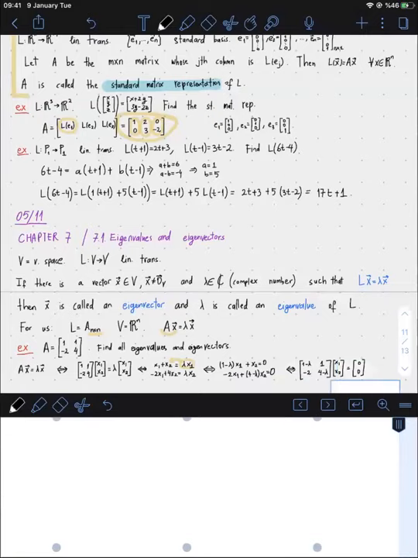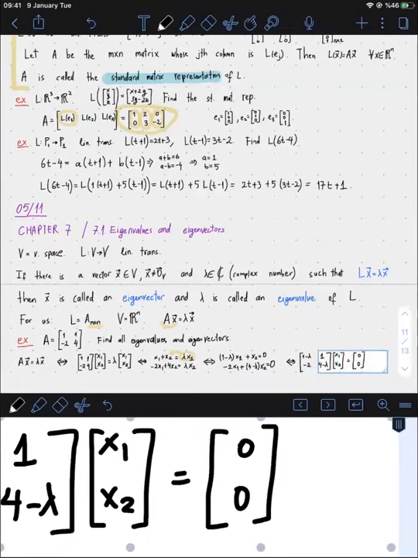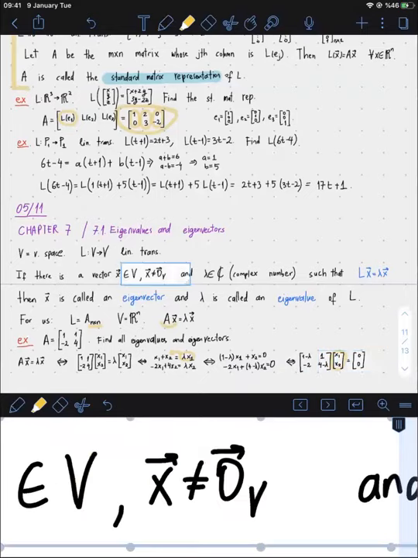Okay, so here we're trying to find non-trivial solutions, okay? There's always a trivial solution of this equation. If I put x1 equals x2 equals 0, then I can always solve this, okay? But the important thing is this non-triviality condition. So we are looking for non-trivial solutions.